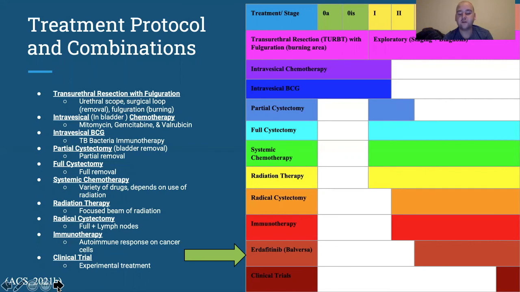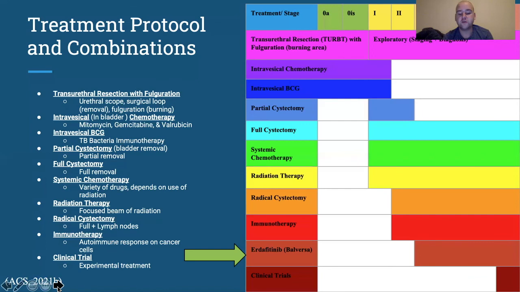The drug used for systemic chemotherapy varies depending on the use of radiation with the drug. Radiation therapy consists of aiming a beam of radiation towards the cancer cells. Radical cystectomy, in addition to full bladder removal, also encompasses nearby lymph node removal to prevent or stop spread. This is performed in later stages in combination with other mentioned treatments.